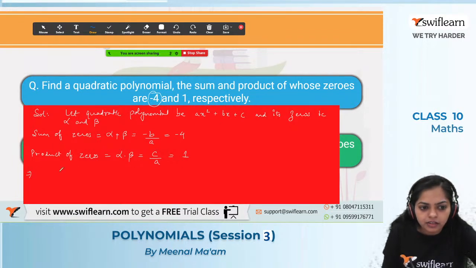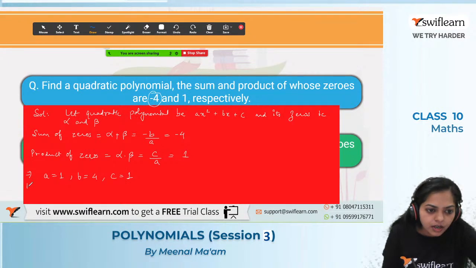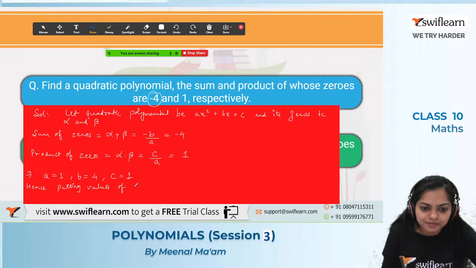I will get the values of a, b and c. So the value of a is equal to 1, b equals 4 and c equals again 1. Got it? So if I put these values in this quadratic equation, putting the values of a, b and c, we get a quadratic polynomial as x square, because the value of a is 1, plus 4x plus 1 is equal to 0.